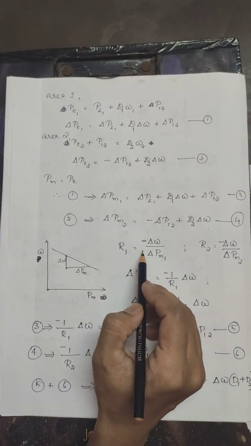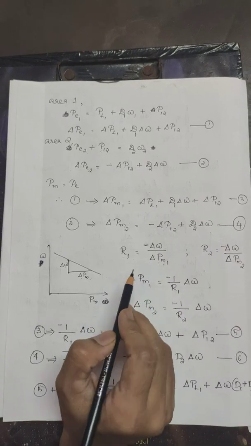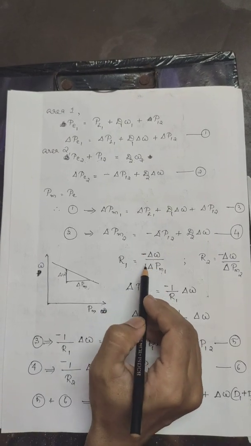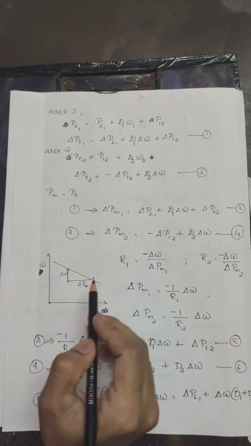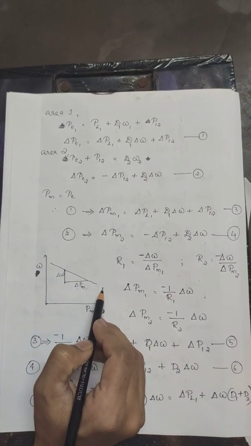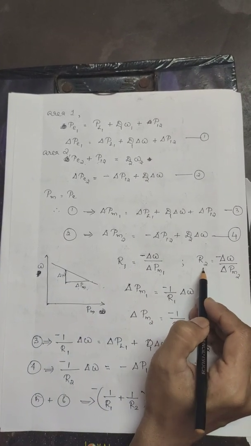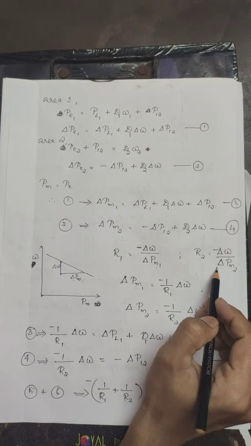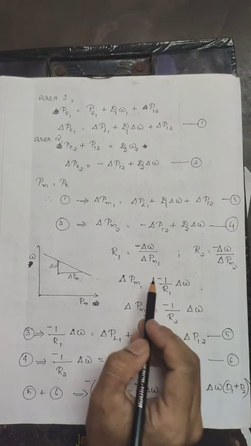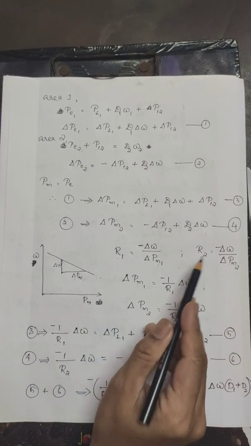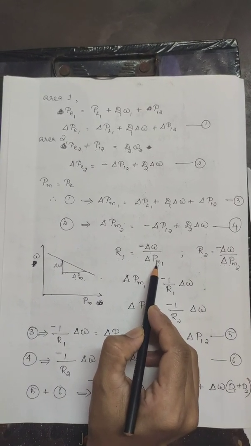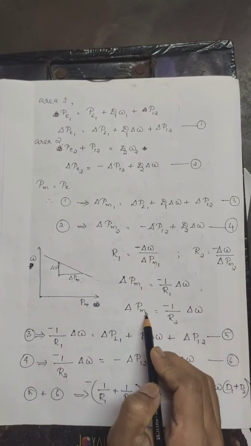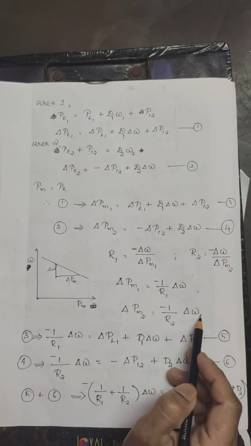In the previous case, while we were designing the single area AGC system, we haven't considered this minus sign. So here we have to consider the negative sign also, as the curve is drooping in nature. Similarly for area 2, the regulation R2 will be equal to minus delta omega divided by delta Pm2. So from these two values we can write delta Pm1 is equal to minus 1 by R1 into delta omega, and delta Pm2 is equal to minus 1 by R2 into delta omega.